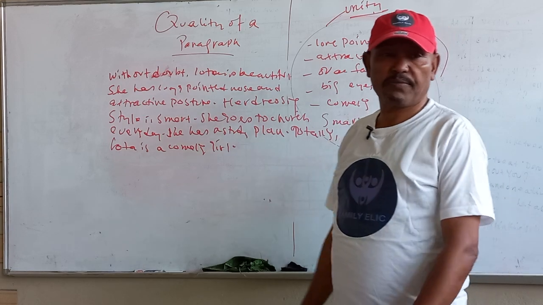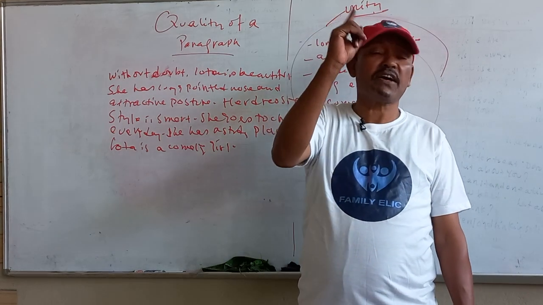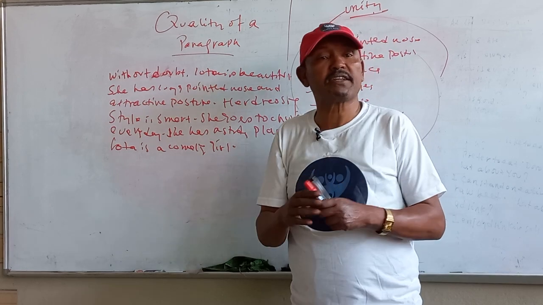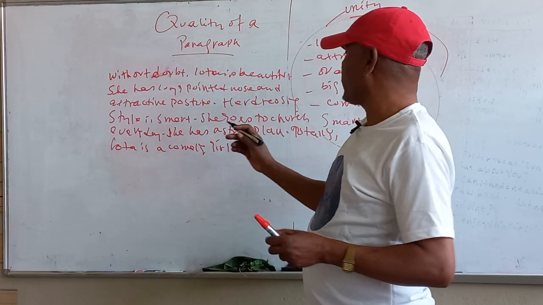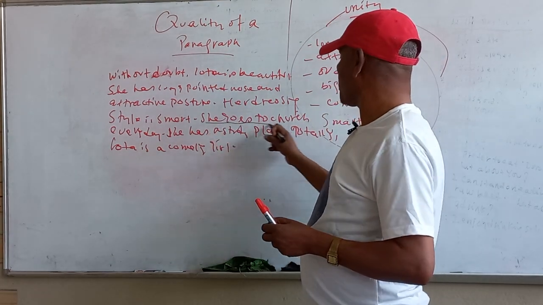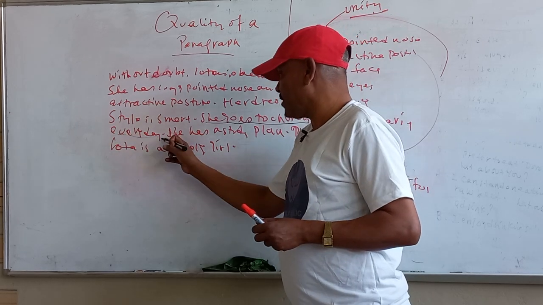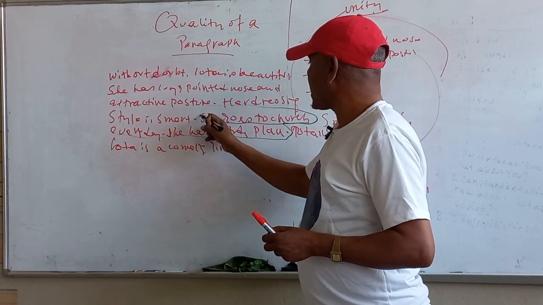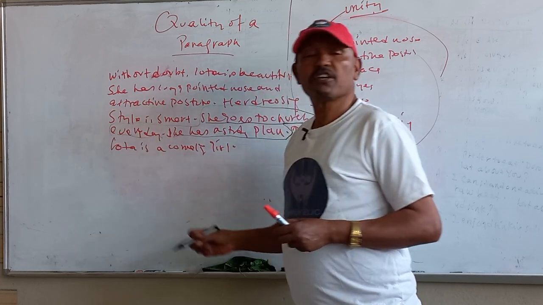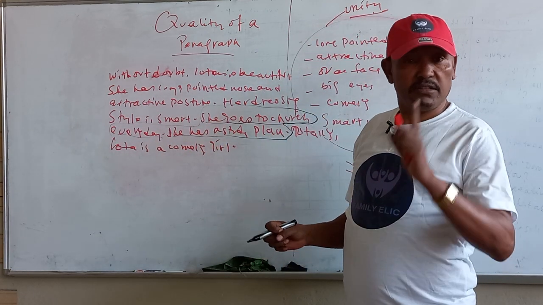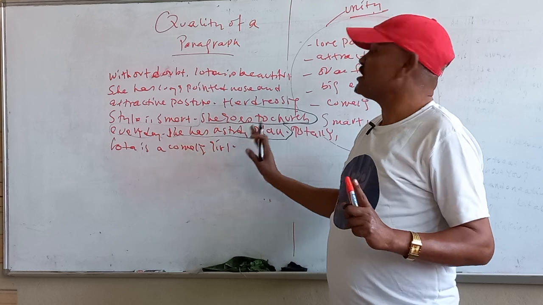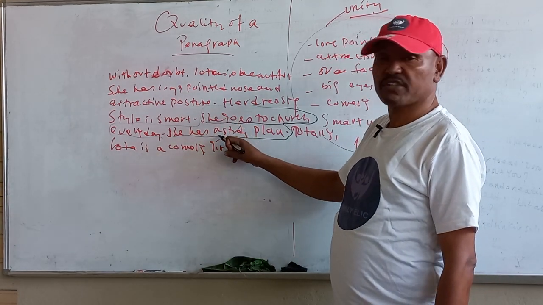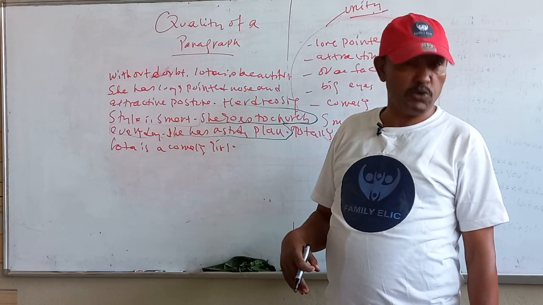This is a paragraph. In this one, there is an irrelevant idea here. So you have to underline, state, or identify the irrelevant idea. Look here, "she goes to church every day" is irrelevant. "She has a study plan." Look here, these two things don't give the paragraph unity. This is not a proper paragraph. If you remove these two sentences, the paragraph has unity.